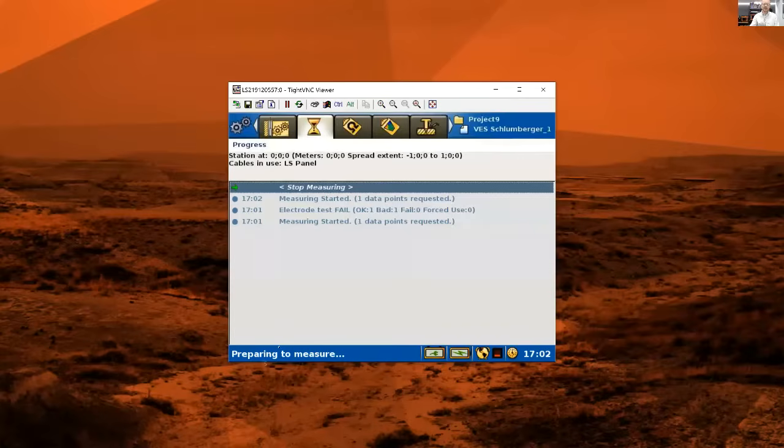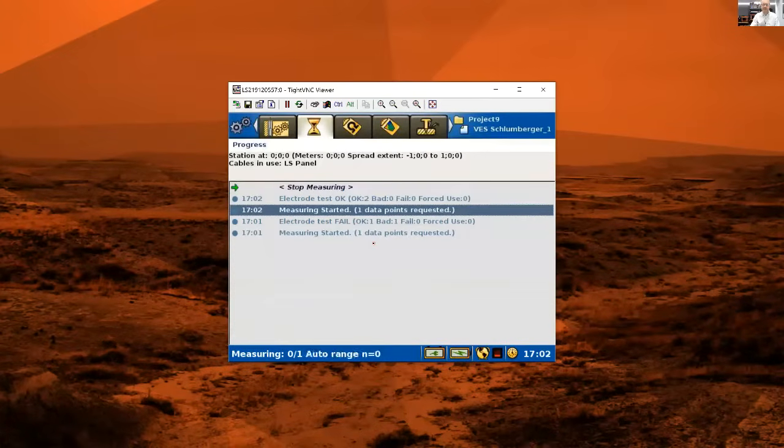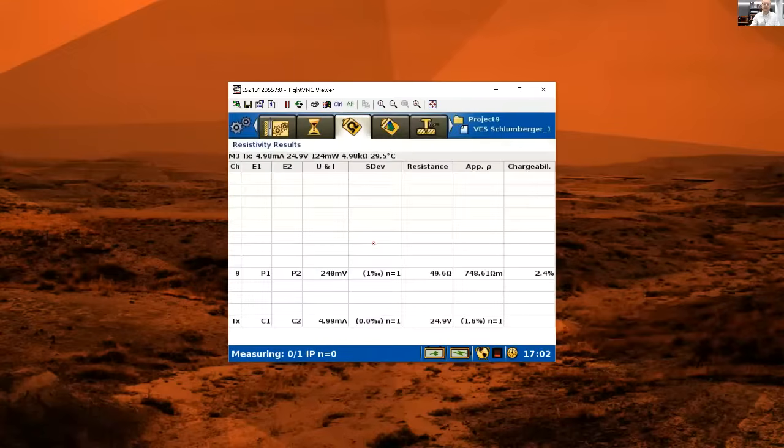So it will do the electrode test again. This time I've set the threshold, the kind of contact resistance that I will accept, a bit higher. And now it's taking the measurement. So we can see down here, it's measuring, showing me on screen the last measurement that was made, but this will update with the new values in a moment.